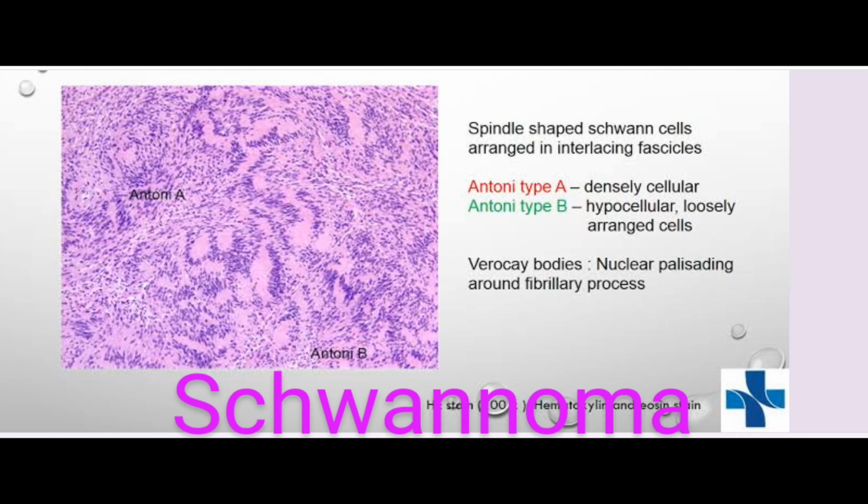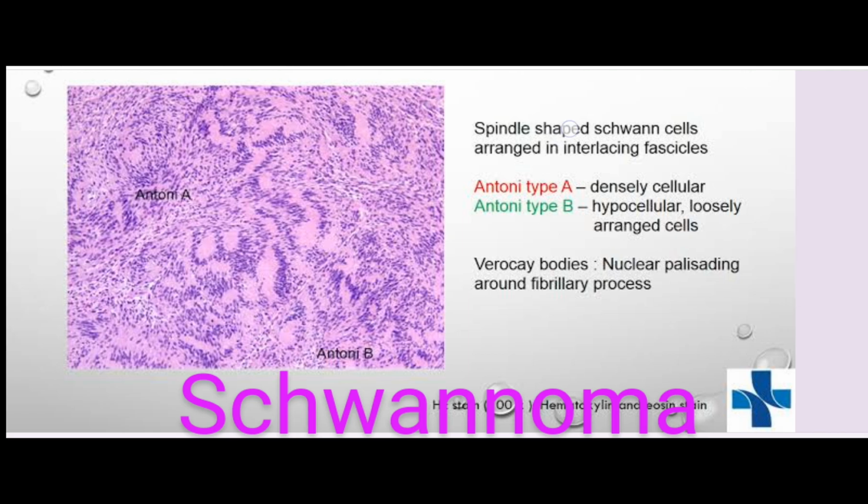Then next we have Antoni type A and type B bodies. Antoni type A and type B bodies are found in schwannoma. Schwannoma, that is the tumor of the vestibular nerve, acoustic neuroma.